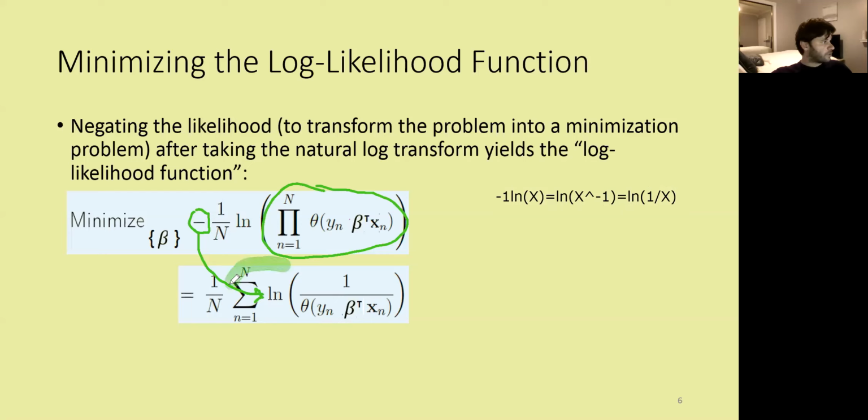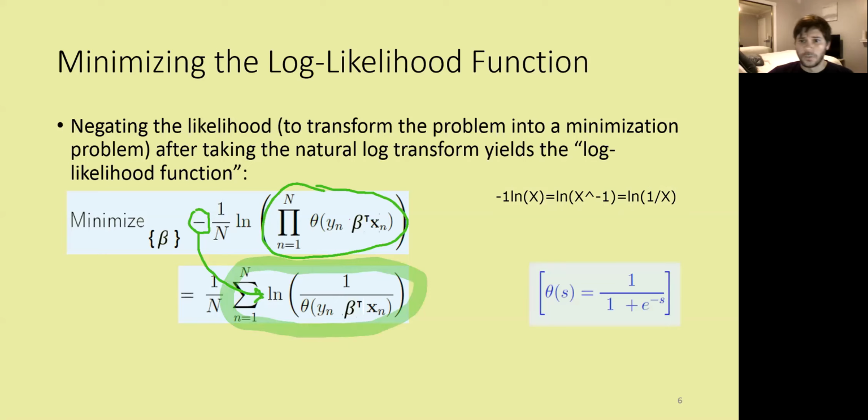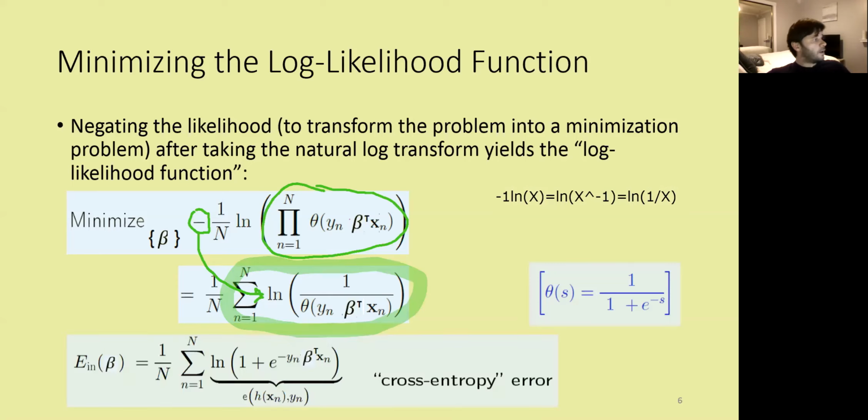Now we are summing up the log of 1 over the sigmoid transformation for the logistic regression function. That, again, looked like this. Here was at least one form of that sigmoid transform. So this is the ultimate goal here.